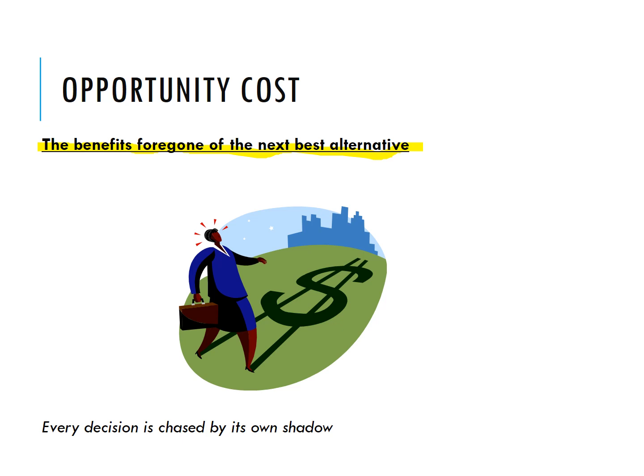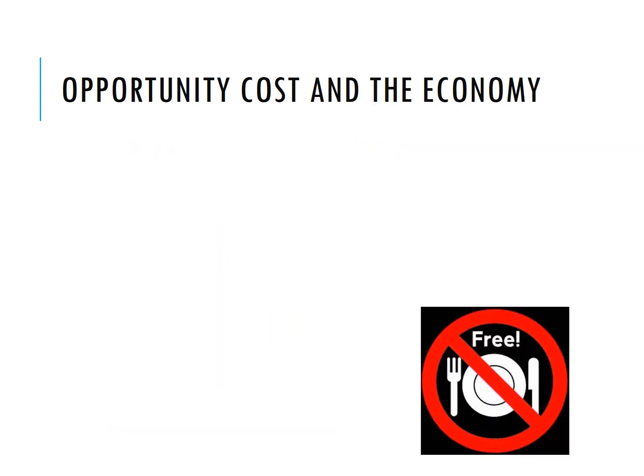So we think about it in terms of economics as saying that every decision is chased by its own shadow. Whenever we make a decision about how to use our time or our money, or whenever we make a choice about anything, there is always the next best alternative, the shadow, if you like, that we have turned down.